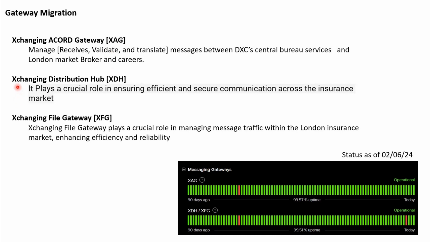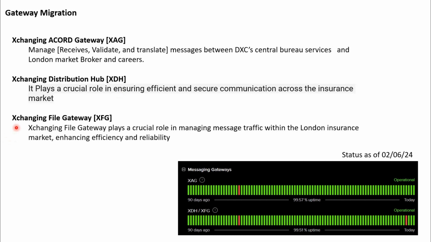The next part of this conversation is Exchanging Distribution Hub, or XDH. Exchanging Distribution Hub also plays a crucial role in ensuring efficient and secure communication across the insurance market. XDH acts as an intermediary handling the different types of messages created or processed by Velonotics as a bureau service, and facilitates the exchange of data between market participants like brokers, carriers and other stakeholders. It handles messages like ECF, account and settlement, electronic placing, electronic technical and financial account messages, and electronic claim movements.